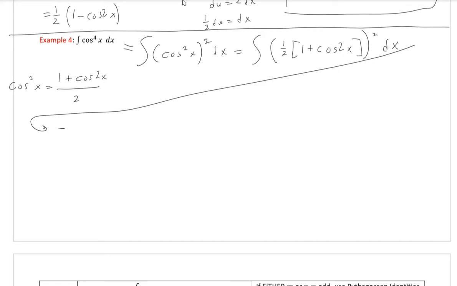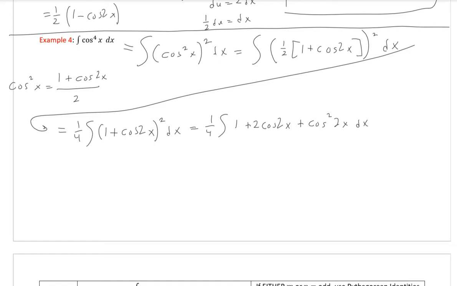So now, moving down here, I will say 1/4 times the integral of (1 plus cosine 2x) squared dx. Okay, and now all we can do right now is just FOIL this out, or distribute this appropriately with the squares. What we get is 1/4 the integral of 1 times 1 will give you 1. 1 times cosine 2x times 2 will give you 2 cosine of 2x. And then cosine of 2x times cosine of 2x will give you cosine squared of 2x dx.